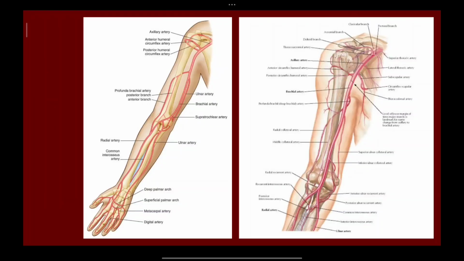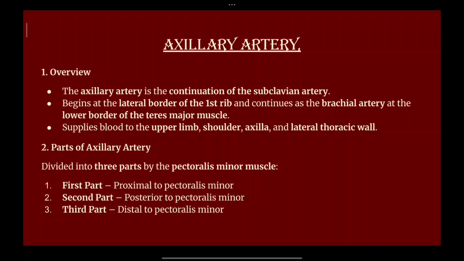Here is an image of the axillary artery, which we are going to see in the next slide. This is the third major artery that we are going to study today. Here the subclavian artery is going further into the shoulder region or the axillary region. This part of the artery that is traveling after the scalene muscle is called the axillary artery. Now we'll see the overview of the axillary artery.